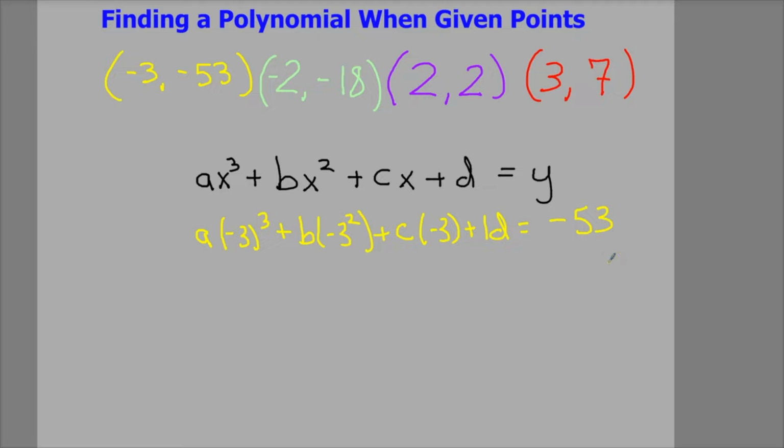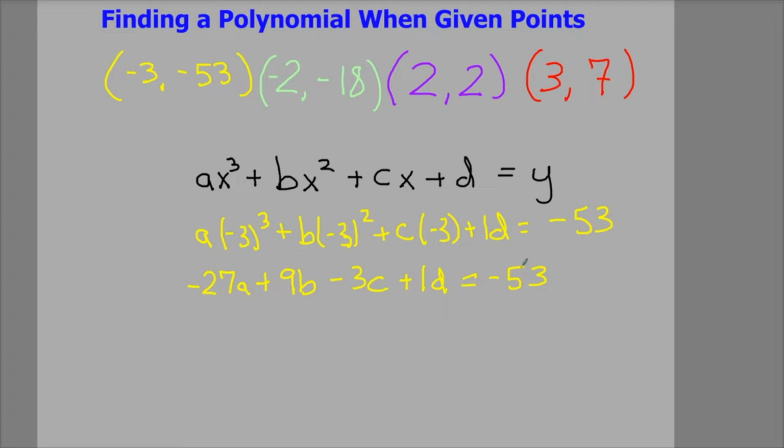Now, what that becomes is -3 to the third power, which gives -27a. And then -3 squared, of course, is 9. Make sure you put the -3 in parentheses. I don't know why I put the square inside, but it should be on the outside. Don't do what I did. You'll end up getting plus 9b, and then -3c plus 1d is equal to -53.